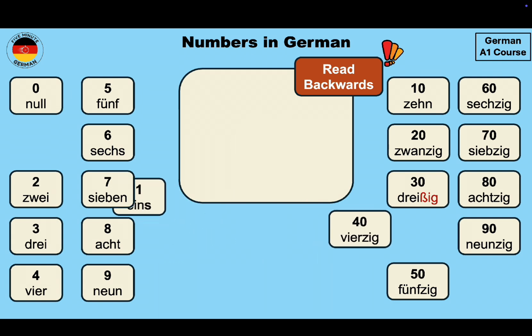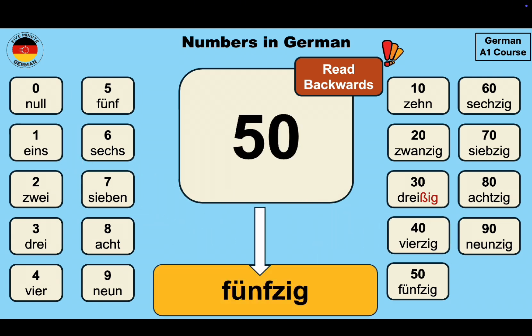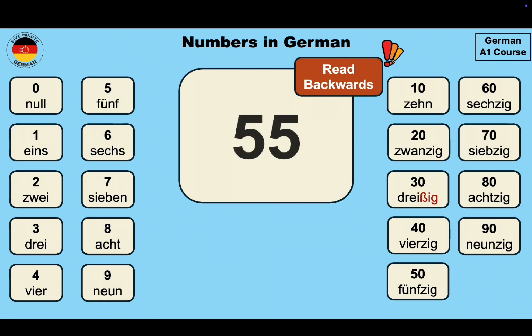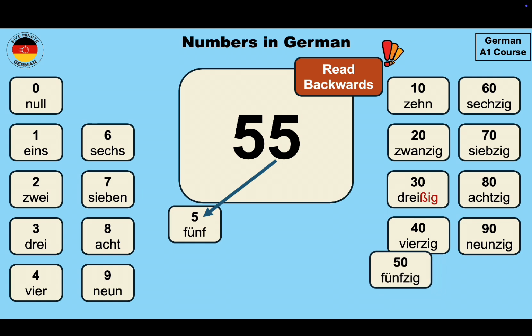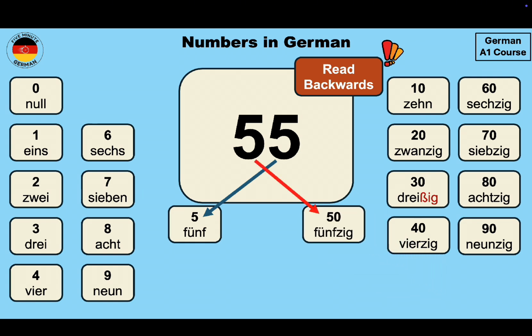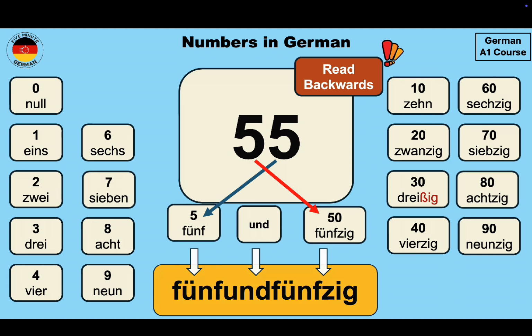Let's take some more examples. So the number 50 is 50. We already learned that. Now let's take an example between 50 and 60. So the number 55. So we will follow the same pattern and read it backwards. So we will have 5 at the start and the ending will be 50 because this is 55, and both of them will be connected with an und in between. So this will be read as 55.